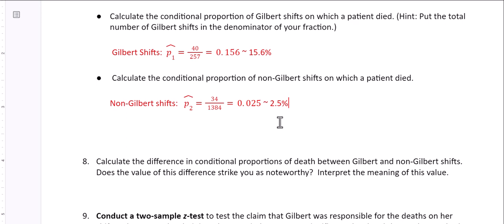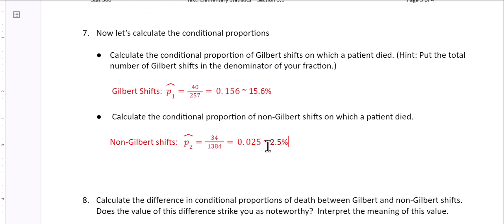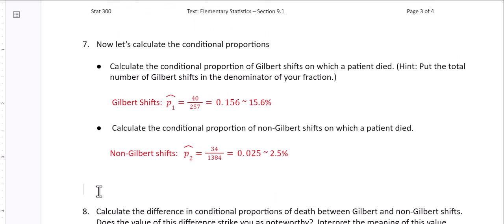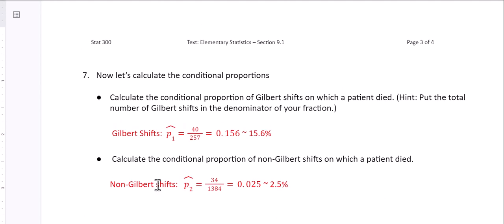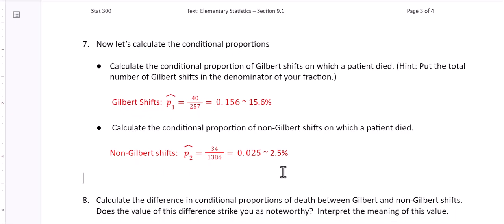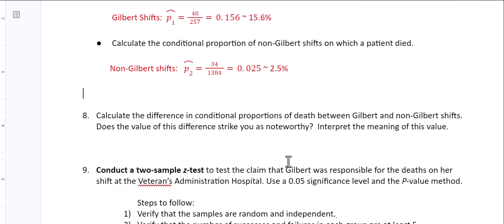That's a big difference. So just with these, do we have an idea that she was involved in these deaths? What do you think, right? The shifts that she wasn't working, 2.5% is the death rate versus the shifts that she was working, almost 16%. So that's a big difference. You can even probably do a ratio to see how much bigger the 15.6% is than the 2.5. It's like a little over 3 times bigger, right?